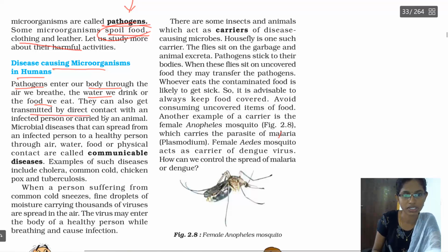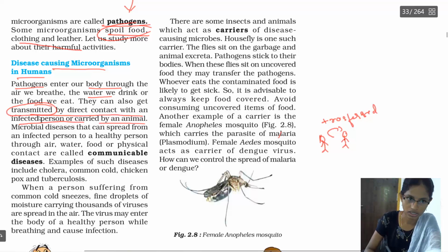They can also be transmitted by direct contact with an infected person or carried by an animal. From one person to another person they are carried. What is transmitted? It is nothing but transfer. The microorganisms transfer from one person to another by direct contact or by animal contact. Let us see how they spread. They spread by air, water, food or physical contact.